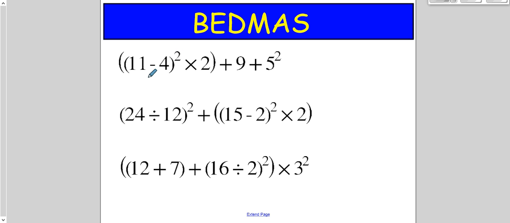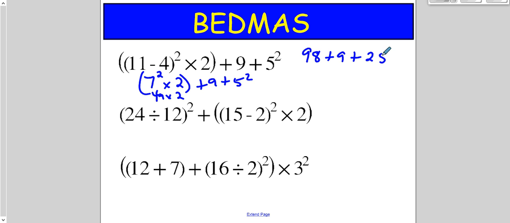So 11 minus 4, which is going to be 7 squared times 2 plus 9 plus 5 squared. Okay, so 7 squared is going to be 49, and then 49 times 2 inside those brackets. So 49 times 2 is going to be 98, and then plus 9 plus 5 squared, which is 25. Okay, and now we can just add these all up. 98 plus 9 plus 25, 132.